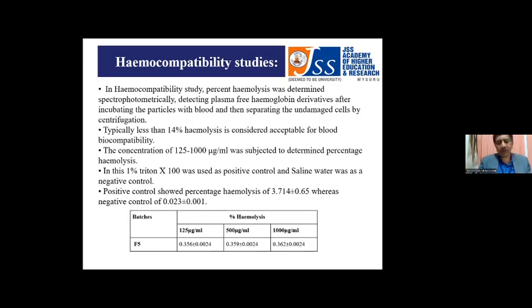In this study, we used 1% Triton X-100 as a positive control, whereas saline water was used as the negative control. The positive control showed percentage hemolysis of 3.714 plus or minus 0.65, whereas the negative control showed hemolysis of 0.023 plus or minus 0.001. This is the hemolysis of the optimized batch F5. Despite increasing the concentration of the material across different concentrations, the hemolysis was found to be the same.